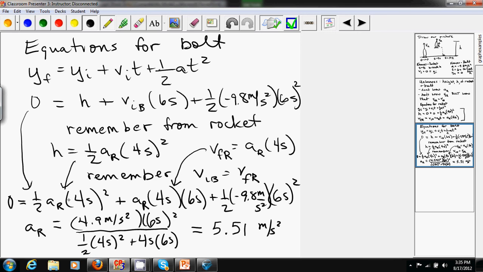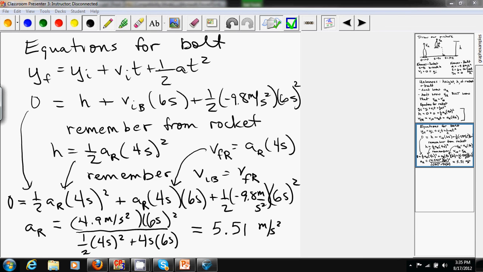Okay, so now I've got those things plugged in. Now notice something about my equation for my bolt. In my equation for my bolt, I only have one unknown, and that's the acceleration of the rocket. So that's what you want: one equation, one unknown, or the same number of unknowns as equations. Initially we started off with 3 unknowns, but we had 3 equations, so we were good. And now we've reduced it to 1 equation and 1 unknown. So now it's just algebra.